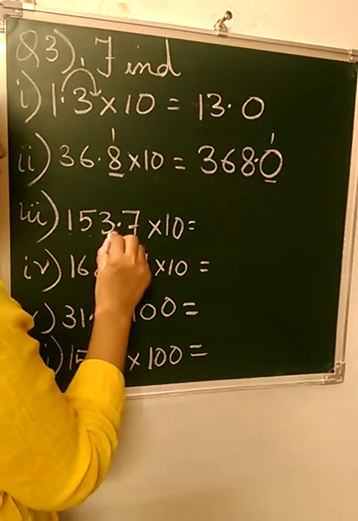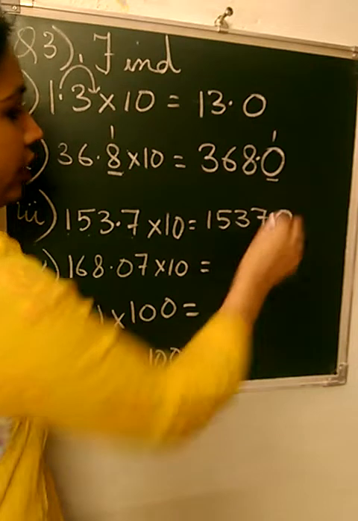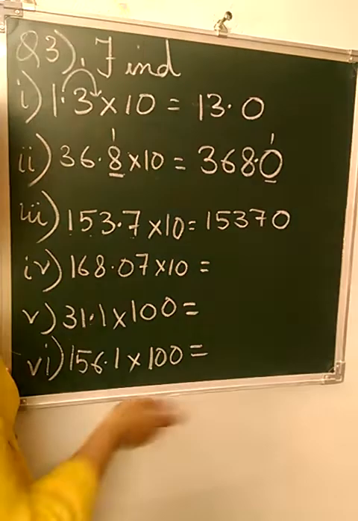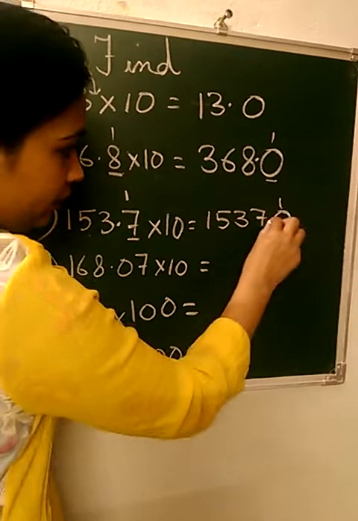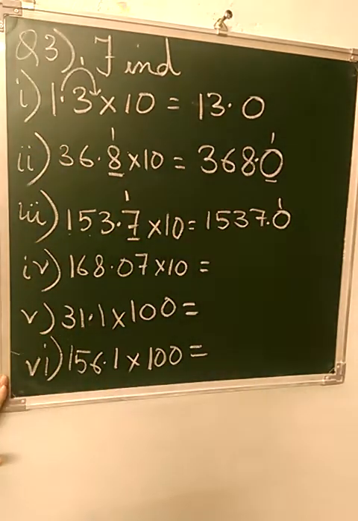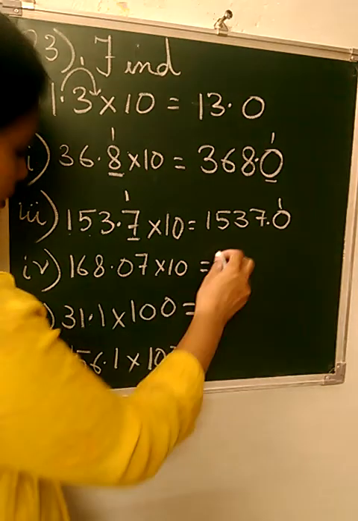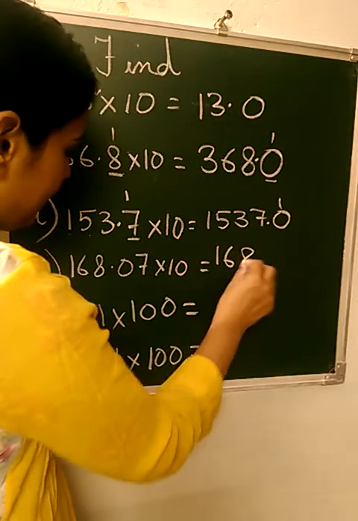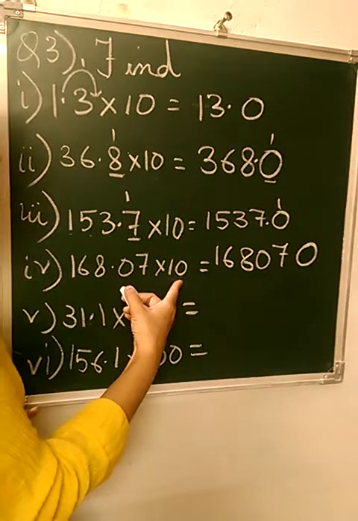Here 1537 into 10 will become 15370. How many place decimal? Only one place decimal. So here also only one place decimal. So the answer is 1537.0. Here 168.07 into 10 will give us 168070. We'll get one extra 0.